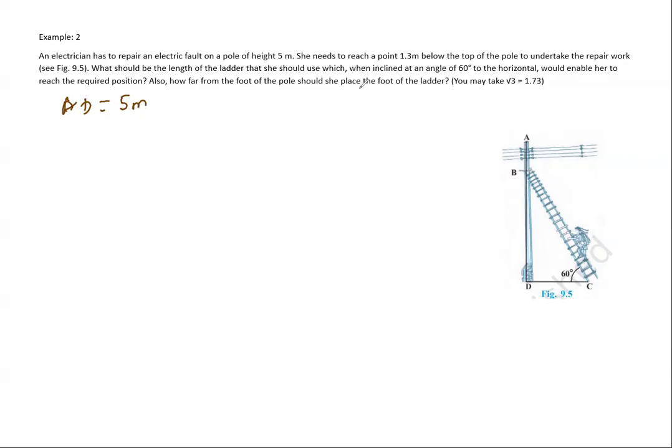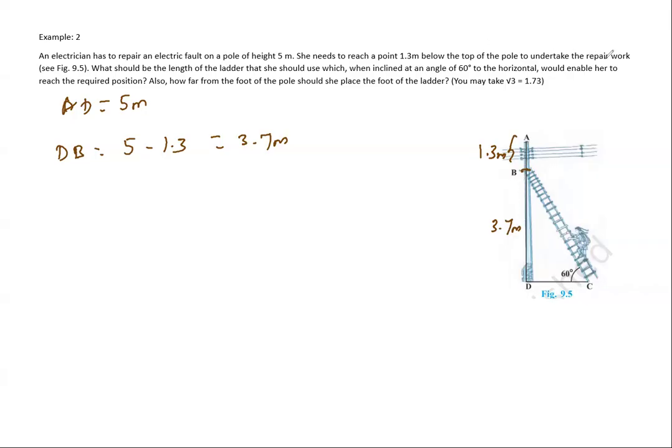Similarly, she needs to reach a point 1.3 meter below the top of the pole. So this region will be 1.3 meter. She is going to do this work here. Then what will BD be? BD will be 5 minus 1.3. So obviously 5 minus 1.3 will be 3.7 meter. So B to D is 3.7 meter. Is it okay? There is a pole from A to D, and its total length is 5. Now she needs to come down 1.3 meter, and here she has placed the ladder. So this will be 1.3.